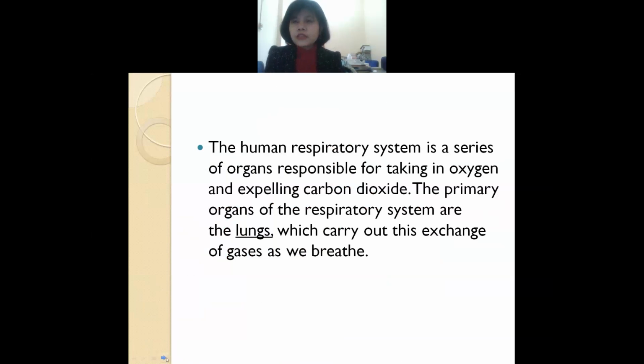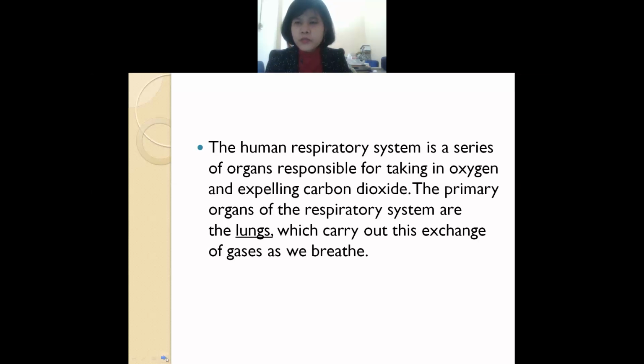It means that when you breathe in, when you breathe out, what happens? When you breathe in, you breathe with the help of what? With the help of your lungs. With the help of your lungs, you take in oxygen and you breathe out carbon dioxide. So that is the human respiratory system.